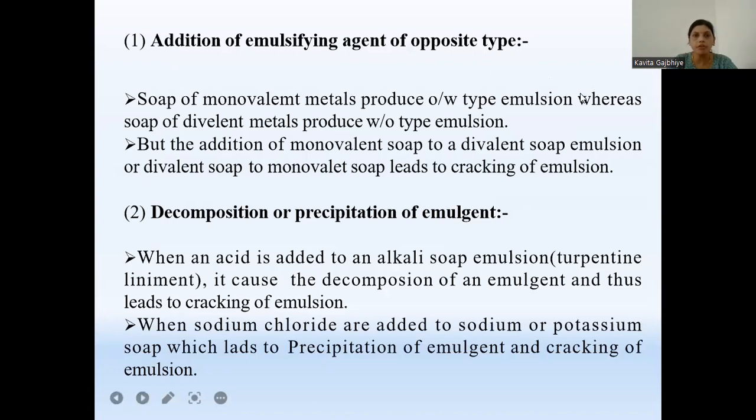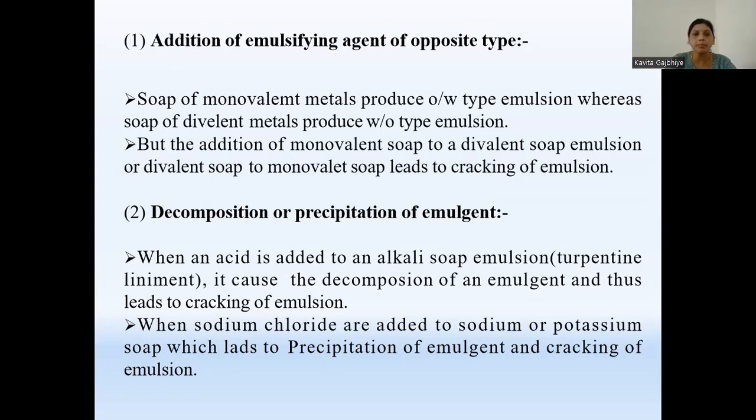Here, addition of an emulsifying agent of opposite type: soap of a monovalent metal produces an oil in water type of emulsion, whereas soap of a divalent metal produces a water in oil type of emulsion. But the addition of monovalent soap to a divalent soap emulsion, or divalent soap to a monovalent soap emulsion, leads to the cracking of the emulsion. We can say that the addition of just the opposite kind of soap leads to the process of cracking.